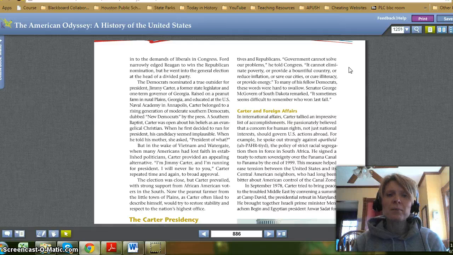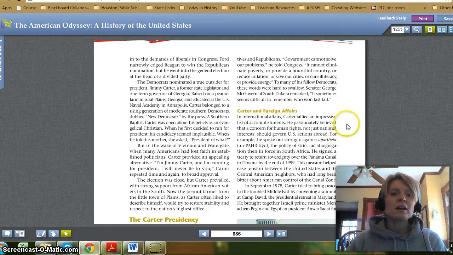"Government cannot solve our problems," he told Congress. "It cannot eliminate poverty or provide a bountiful country or reduce inflation or save our cities or cure illiteracy or provide energy." To many of his fellow Democrats, these words were hard to swallow. Senator George McGovern of South Dakota remarked, "It sometimes seems difficult to remember who won last fall."